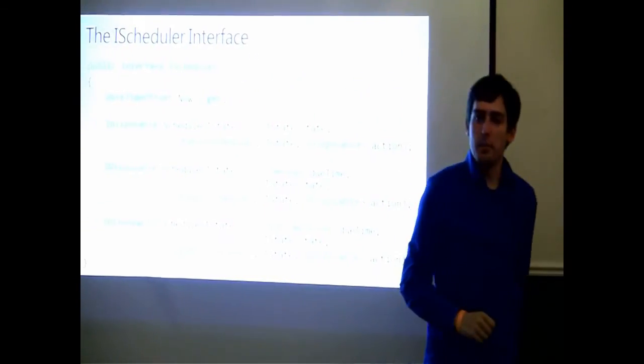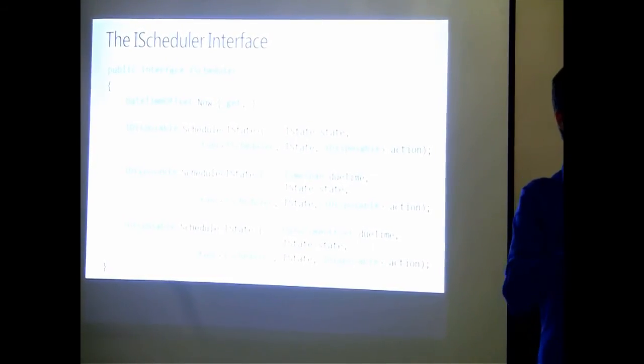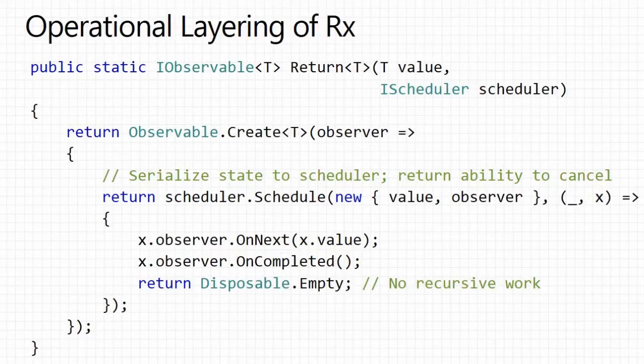You may have seen this thing before. Subscribe also returns an IDisposable. How do those things work together? The answer is, they just work together in a simple, stupid way. And that's why it's beautiful. It's just a very simple layering in Rx.